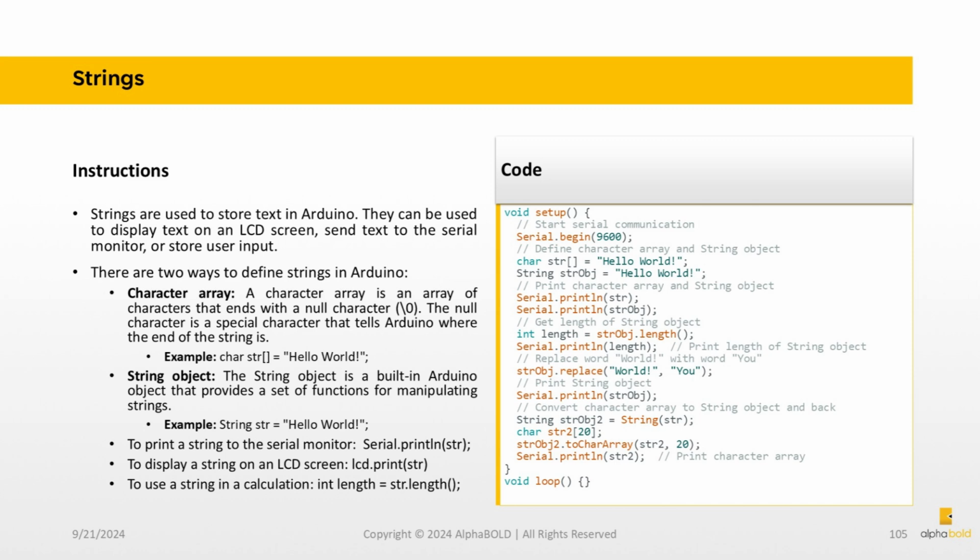To print a string to the serial monitor: Serial.println(str). To display a string on an LCD screen: lcd.print(str). To use a string in a calculation: int length = str.length().